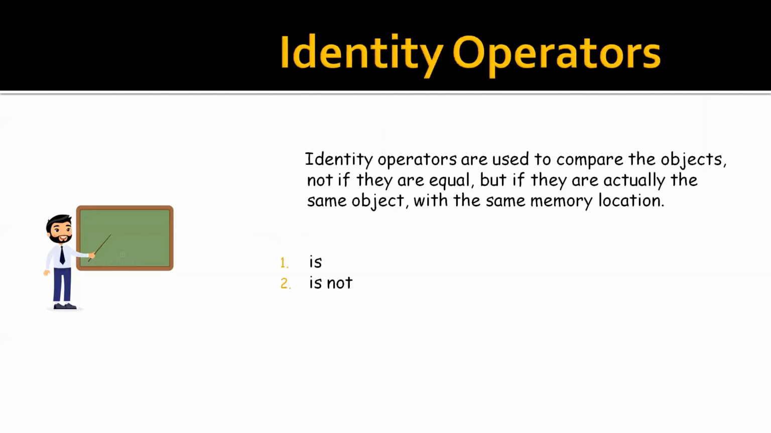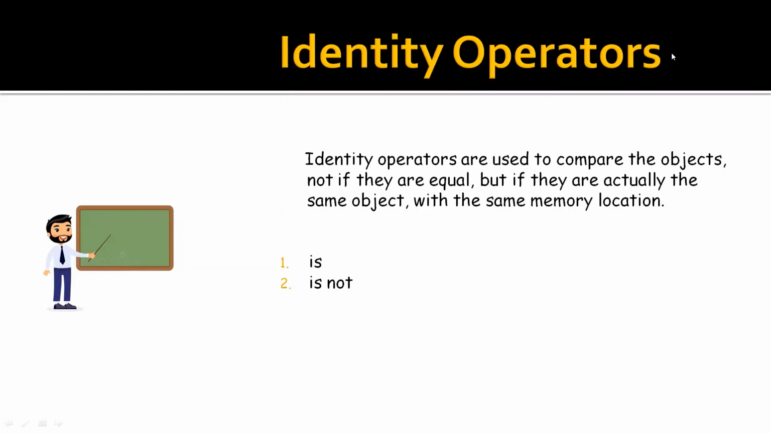Then we have the identity operators. So guys, here we have the identity operators. Identity operators compare the memory locations of two objects. Like here you can see that identity operators are used to compare objects, not to check if they are equal, but if they are actually the same object with the same memory location. We have two types of identity operators. First is is, then second is is not.